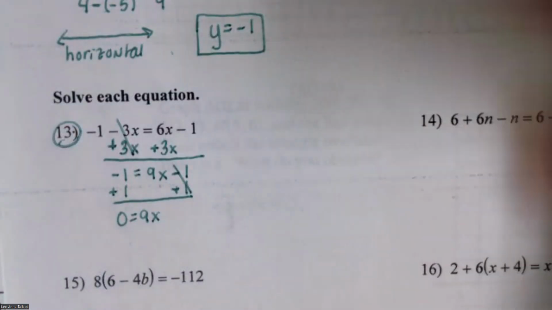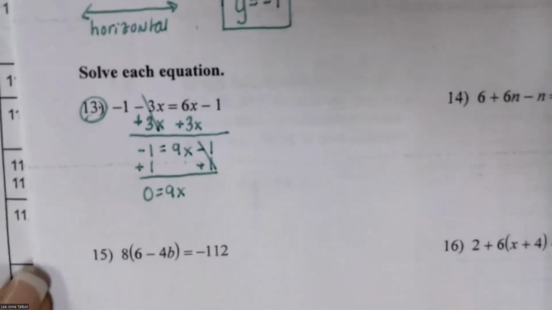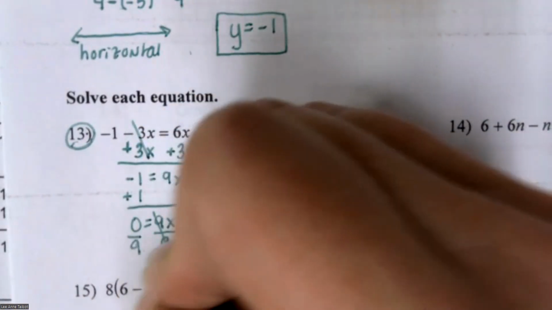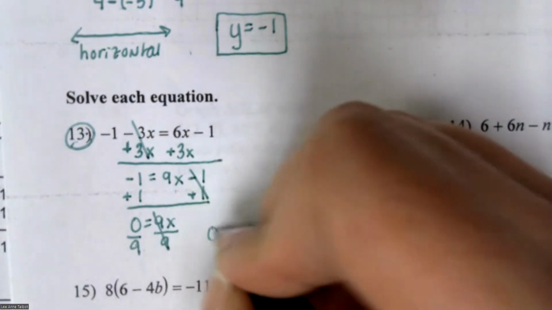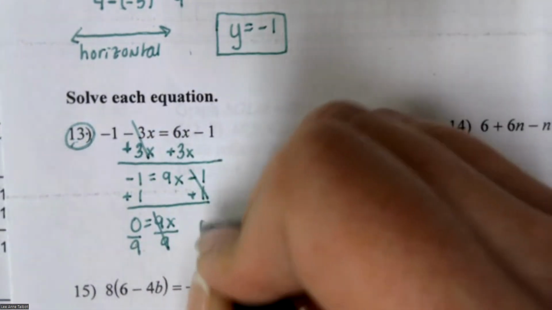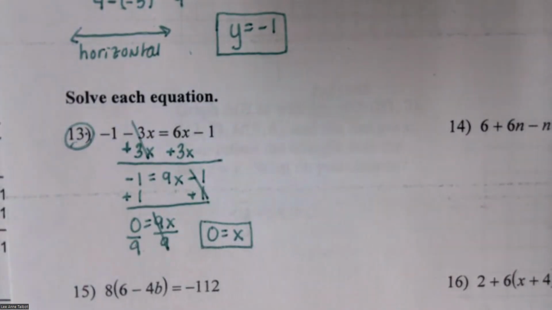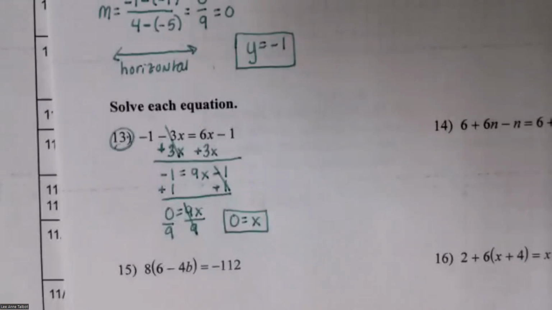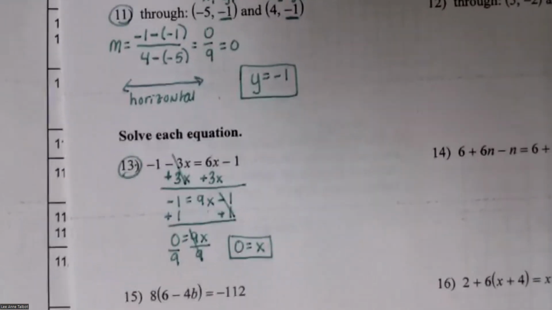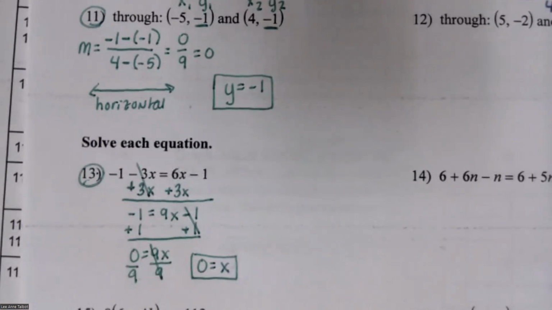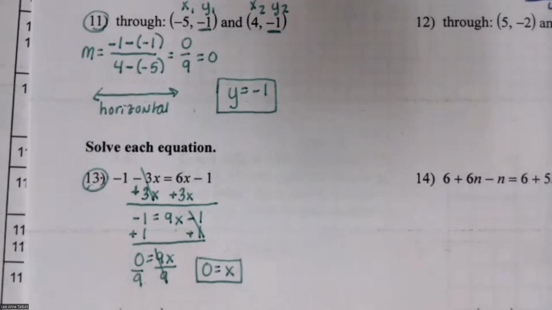Now this spot is where you're going to start getting concerned about the problem because you're like, oh no, something weird is happening. But just keep going. 0 divided by 9 is 0. X is 0. Totally okay answer. 0 happens. But I want to talk about it because it's a little bit weird.